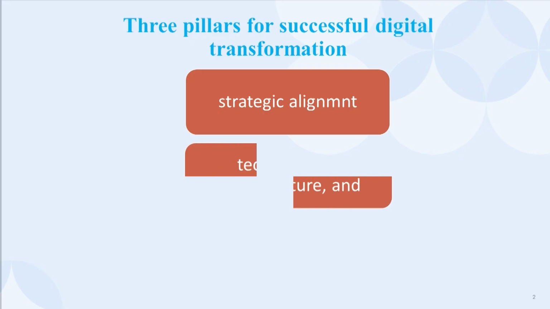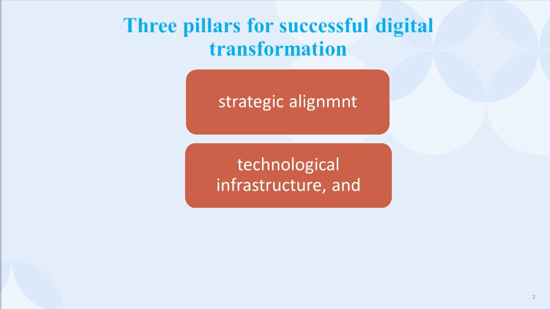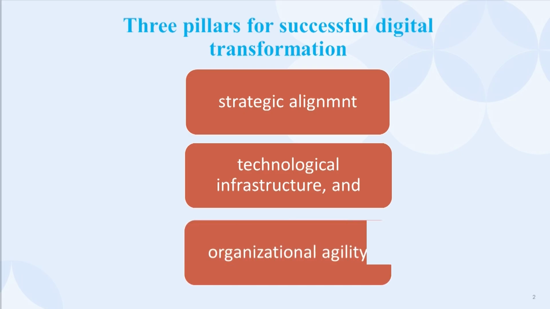Then technological infrastructure. We need a good technological infrastructure to deliver good technology and good digitized content. If you want to deliver digitized content in a good, faster and accessible manner, then we have to use a good infrastructure. Then organizational agility, because if we do not have organizational agility, we will not be able to do anything successfully.